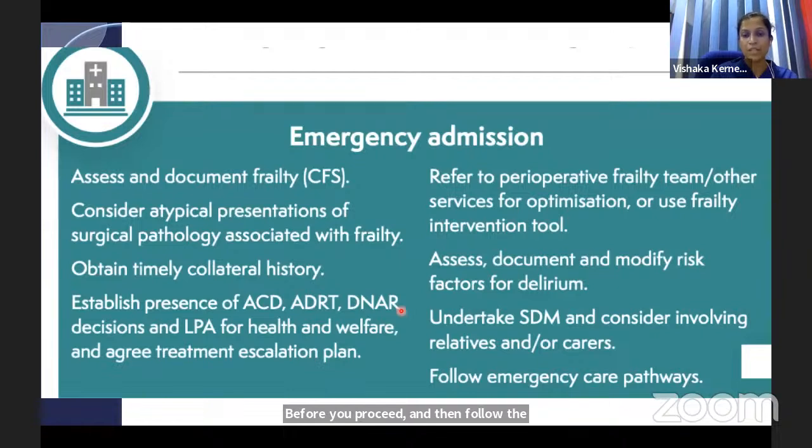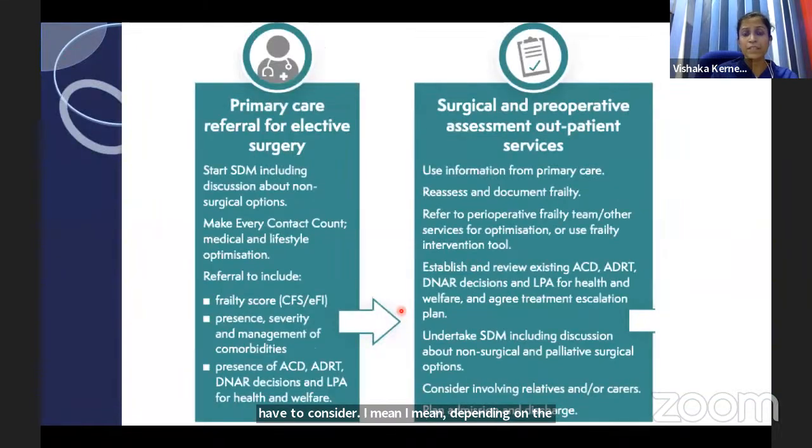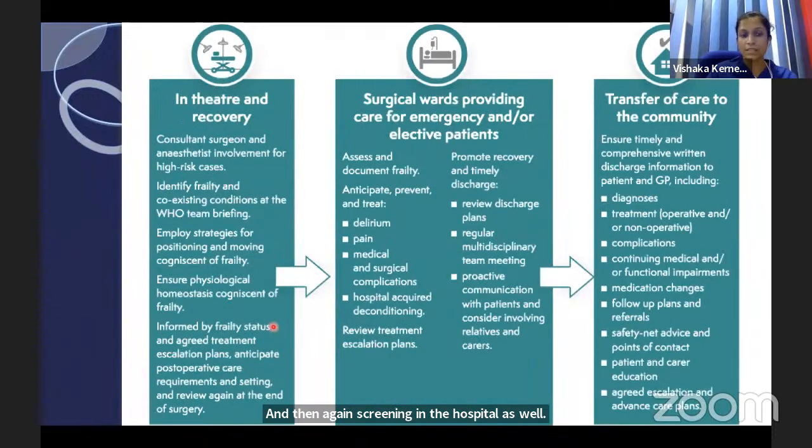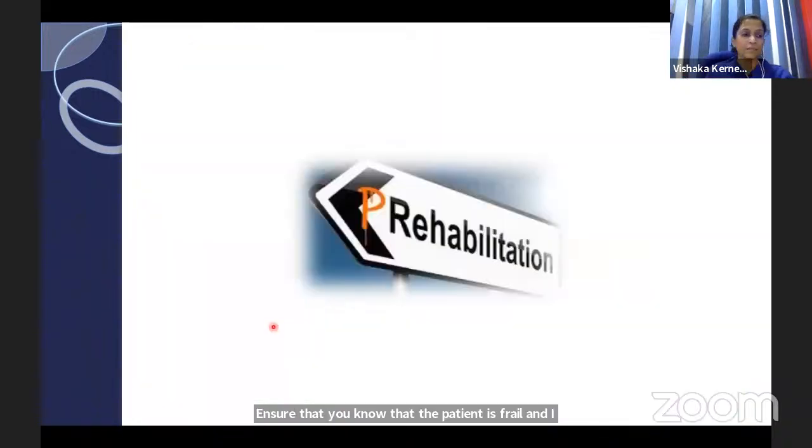Depending on the frailty, and depending on the urgency, you might have to consider optimization and the location of the care. If it is elective surgery, from the primary care itself it is recommended to screen for frailty, and then again screening in the hospital as well. Then in the theater, ensure that you know that the patient is frail, and use advanced hemodynamic monitoring depending on the condition. And this is again a very important aspect, the prehabilitation.